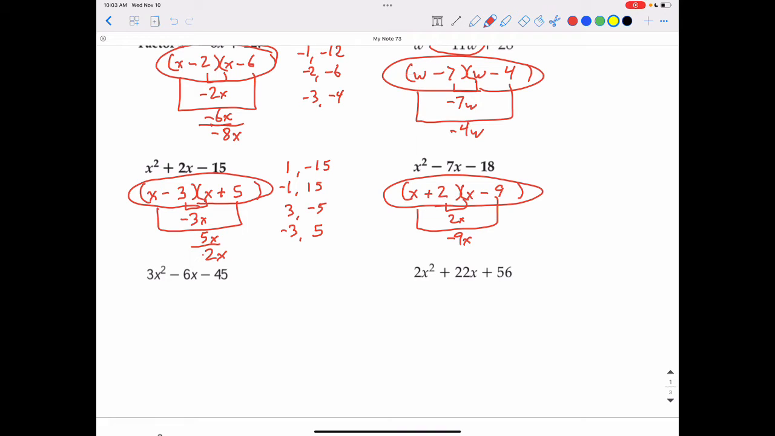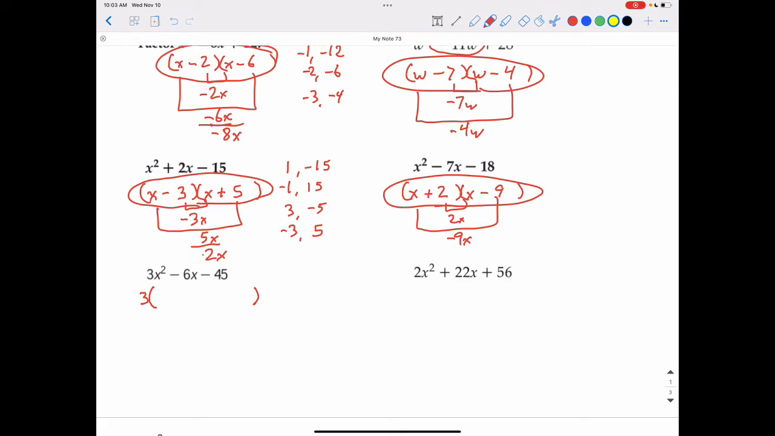3x squared minus 6x minus 45. Can we factor out by distributive property? Yes. On this one we can, because there is a common factor of 3, 6, and 45. A 3 goes into 3, 6, and 45. So we're going to start by factoring out by distributive property.